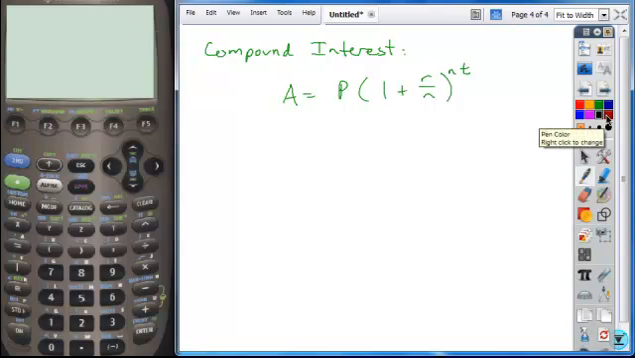Now think about how this fits into the pattern of y equals a times b to the x. Okay, so here your a, this lowercase a, this multiplier a is your P value. P is called the principal. So I'll go through what each of these letters mean. So A is the amount in the account at any given time t. Right, P is the initial investment, or the principal.